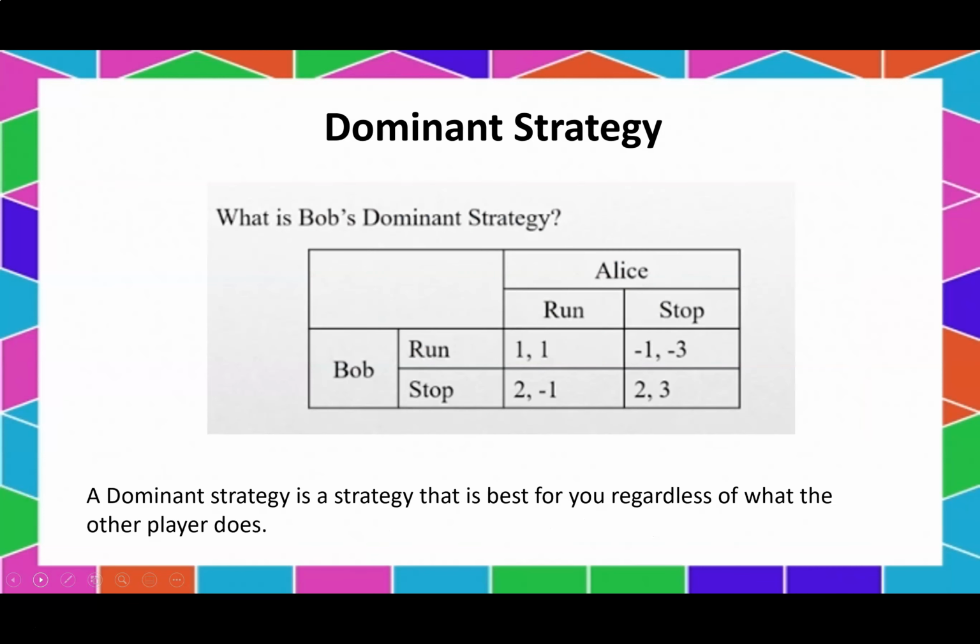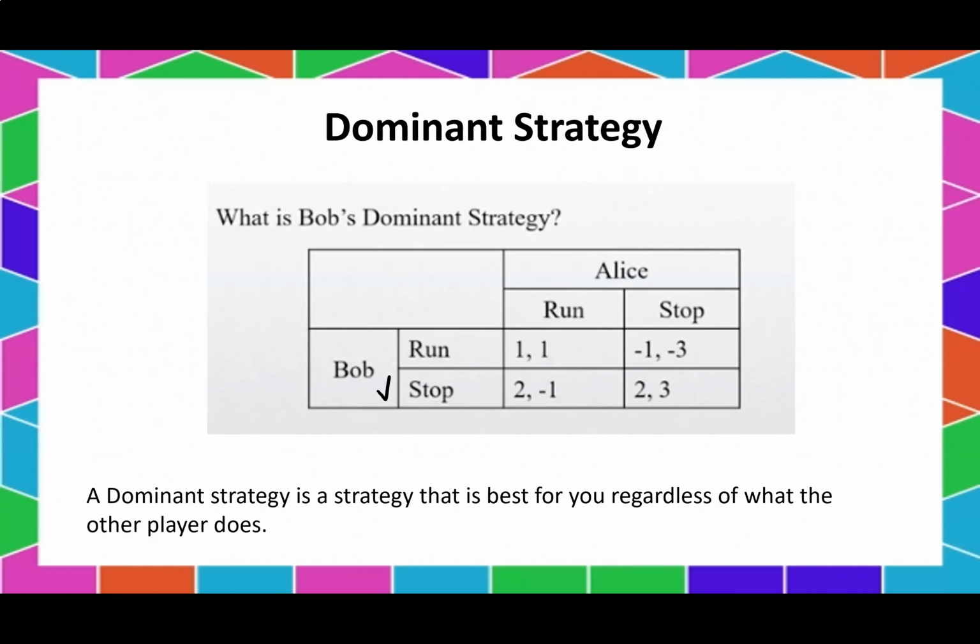Okay, let's try another one. What's Bob's dominant strategy? Okay, well, in order to determine Bob's dominant strategy, we have to consider that Alice has two options. Let's say Alice chose to run. Well, in this case, Bob has the option to run or to stop. Which one's better for Bob? In this case, you're right. It's better for Bob to stop because 2 is better than 1. Remember, those higher numbers are better. It's like $2 over $1. So in this case, if Alice chose to run, Bob should choose to stop.